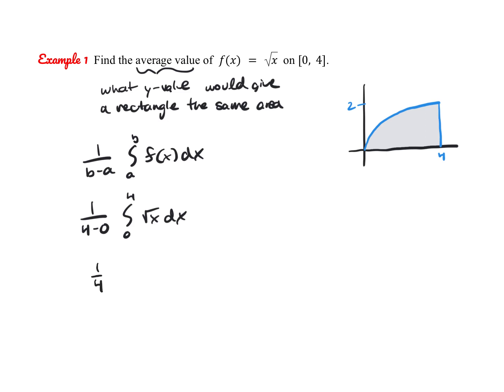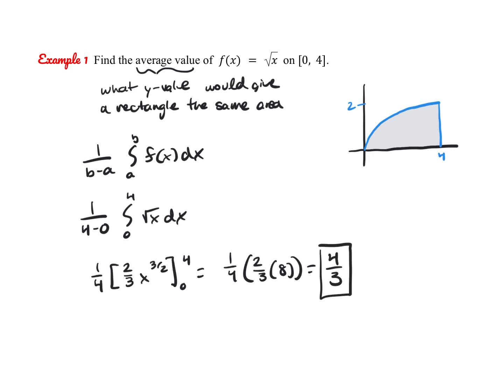So here we have 1/4 times 2/3 x to the 3/2 evaluated from 0 to 4. So 1/4 times 2/3 times 8. That ends up giving us 4/3. So this is the average value of our function.